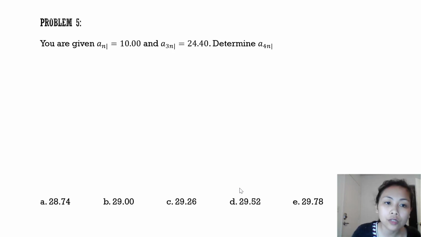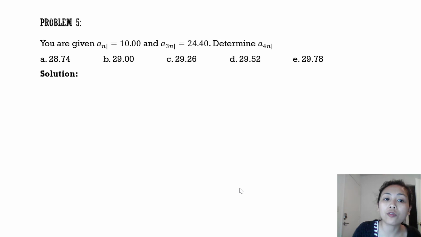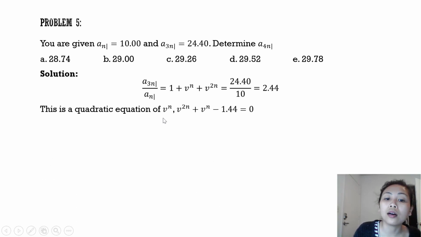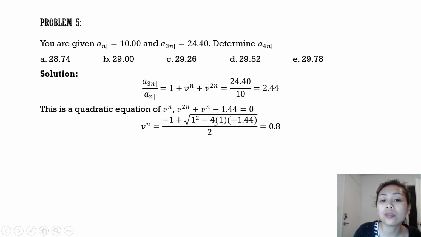First of all, I'm going to make the ratio of a-angle-3n over a-angle-n. So a-angle-3n over a-angle-n is 1 plus v to the n plus v to the 2n, and this is 24.40 over 10, which is 2.44. So this is basically a quadratic equation in v to the n, where v to the 2n plus v to the n minus 1.44 is 0. And remember, because v cannot be negative, we are not going to take the negative solution of this equation. So v to the n is negative 1 plus the square root of 1 squared minus 4 times 1 times negative 1.44, over 2. This is the quadratic formula. And we have 0.8 for v to the n.